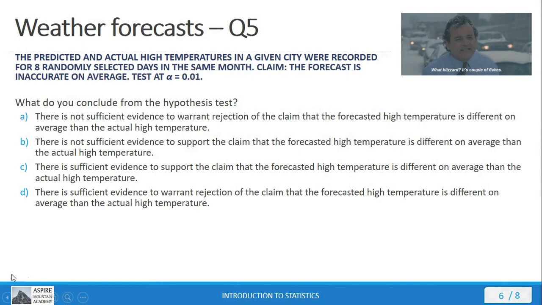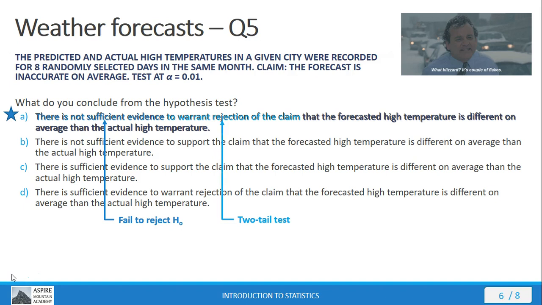What do we conclude from the hypothesis test? Well, we failed to reject the null hypothesis, therefore there is not sufficient evidence. We have a two-tailed test, therefore we warrant rejection of the claim. So the answer option with those two elements is going to be answer option A. Again, make sure you're really clear on the pattern and where the different pieces of this conclusion come from. We failed to reject the null hypothesis, so therefore there's not sufficient evidence. We have a two-tailed test, therefore we warrant rejection of the claim, and the rest of the statement is just a rehash of the claim itself.